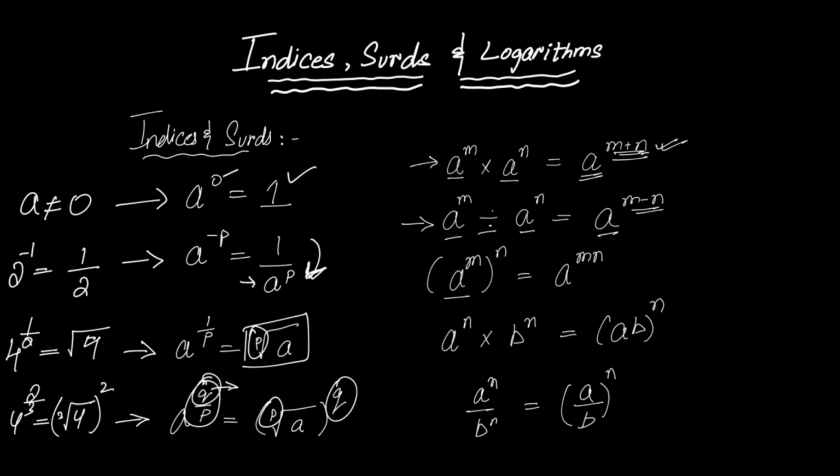Now if there's a number and it has a power, and the whole thing has a power, for example a to the power m has the power n, the answer will be a to the power mn. Both of these will multiply.